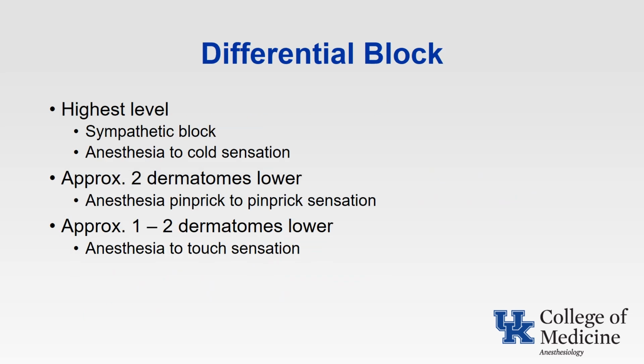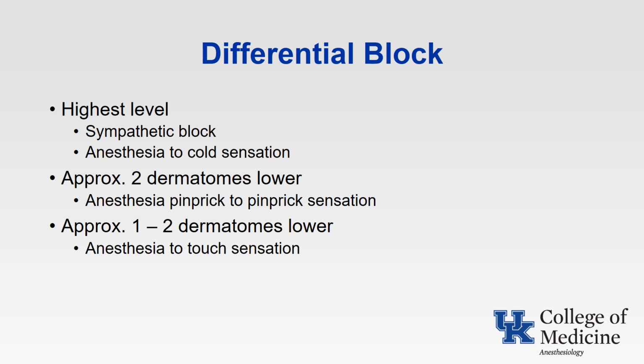So what does this mean in terms of sensitivity? It means that when you do a neuraxial procedure, there is going to be a differential block, meaning that for certain nerve fibers you're going to have a higher level. Your highest level is going to be that of your sympathetic block and your anesthesia to cold sensation. Approximately 2 dermatomes lower is where you will have anesthesia to pinprick. And then finally, about 1 or 2 dermatomes lower is where you will have anesthesia to touch sensation.